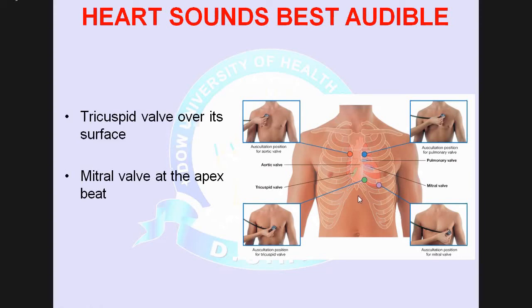This is for the pulmonary valve, this was for the aortic, and this is for the auscultation in this region onto the left. And this is where we auscultate for the tricuspid and the mitral valve in this order.